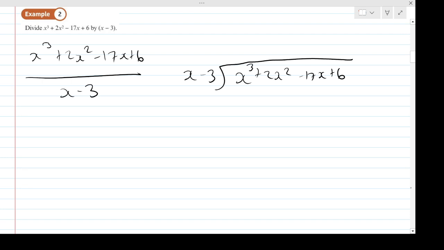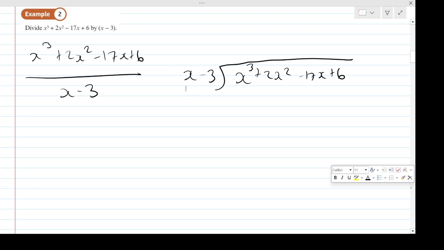Now, how do we go about dividing then? What we want to do is always consider the highest power throughout the process. So the highest power at the start of this is x cubed. That's what we're going to work with. We then divide by the highest power on the outside, so then we have x.